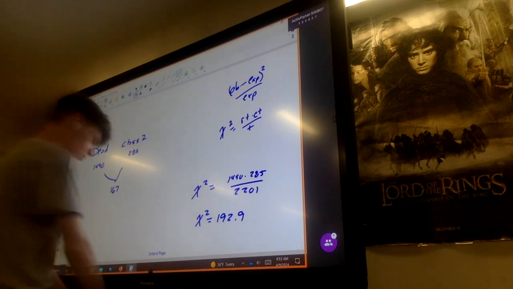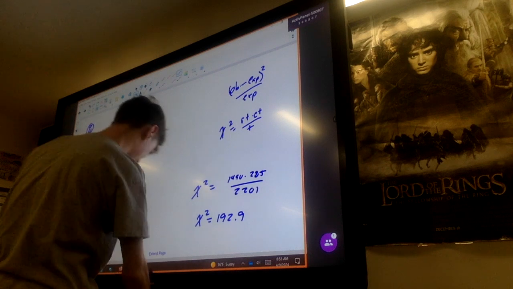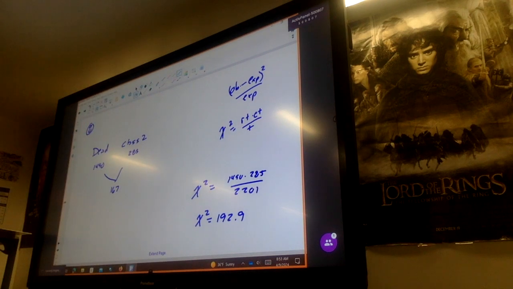But observed versus expected, how do we get that? Anybody? Yeah, go ahead. What's your math? So I'm looking for this part. Oh, so all you gotta do is go 167 minus 189.